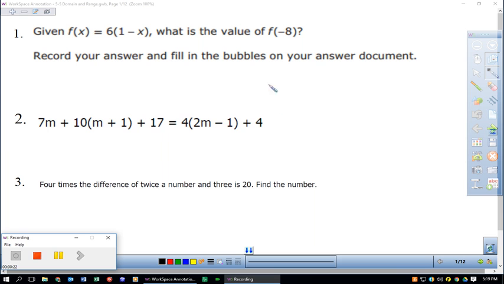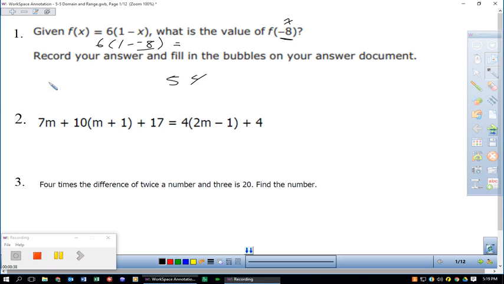All right, welcome back. Given f of x equals 6 times 1 minus x, what's the value of f of negative 8? That means you're replacing x with negative 8. So if you plug that in, 6 times 1 minus negative 8, you should get a value of 54. And this would be an EOC question where you actually had to bubble it in.